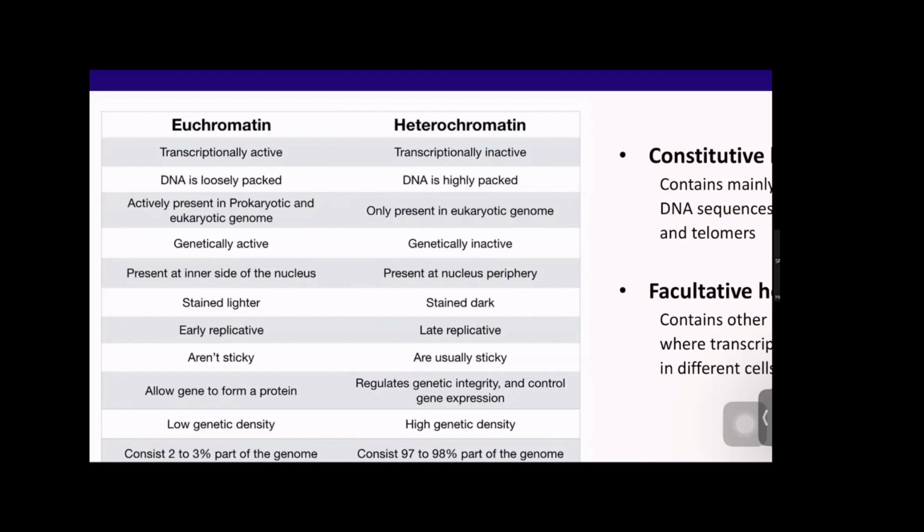Now, euchromatin is the opposite, because in euchromatin, class, our DNA is uncoiled. Therefore, it is in a relaxed state. Contrary to heterochromatin, DNA in euchromatin is accessible to DNA reading proteins, making it transcriptionally active.